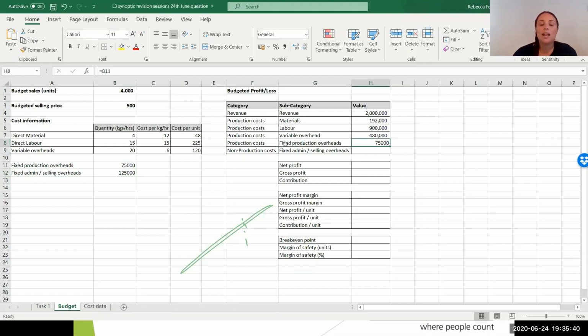So all I'm doing is I'm just finding where on my spreadsheet I've got my fixed overheads and I'm going to link them over. So for my fixed admin, I'm not going to type it in because it asked me to use referencing. So I'm going to reference it over to my 125,000. Is there any questions on that top section there?